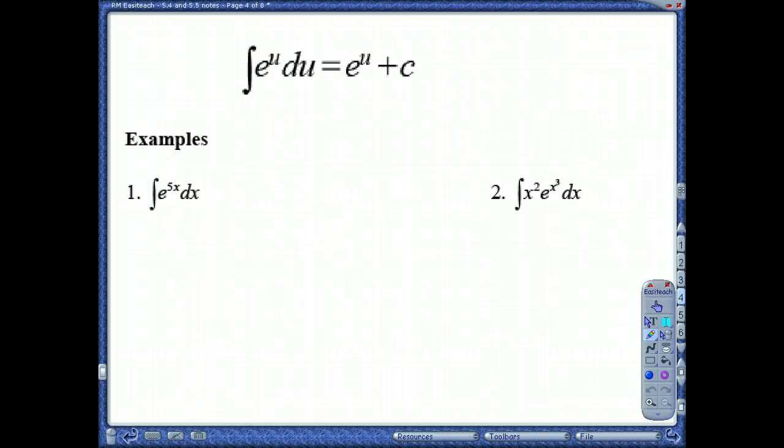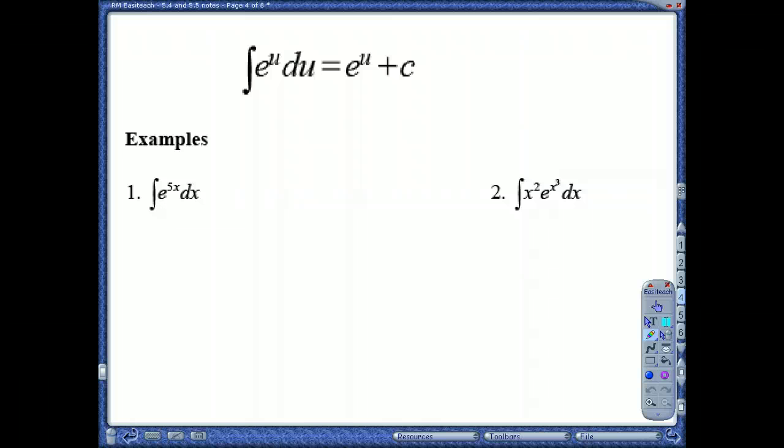And here we go. The integral of e to the u du. Remember, you're going to be looking at what the power is on your exponential, making sure that you have that derivative also so that you can use your u substitution successfully. So the integral of e to the u is e to the u, don't forget your plus c.